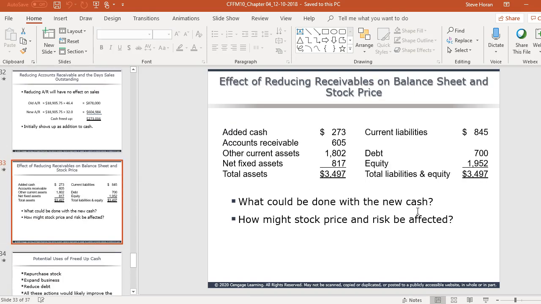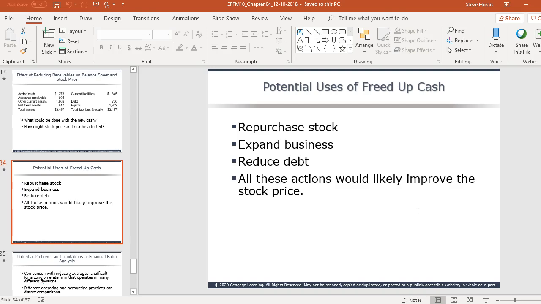And so if we reduce receivables, what's that do? What could we do with the cash? How might the stock price and risk be affected, right? So with extra cash, we can do lots of things, right? With extra cash, we could buy back some stock, invest in the business, try to expand it. We can pay off some debt early. All of those things should improve the stock price. All those things would be positive signals to investors that should increase our stock price.